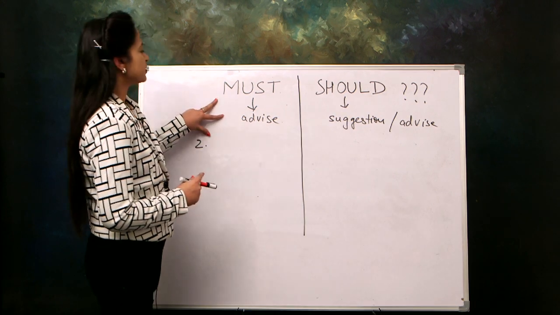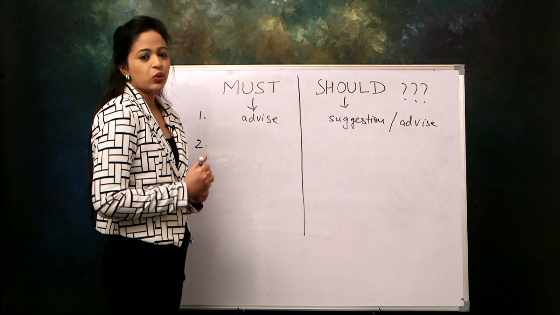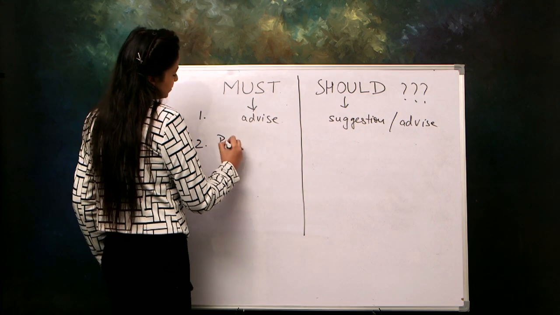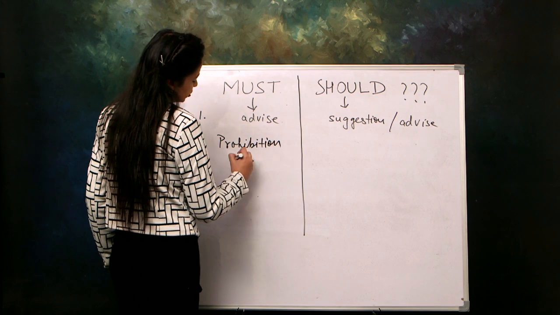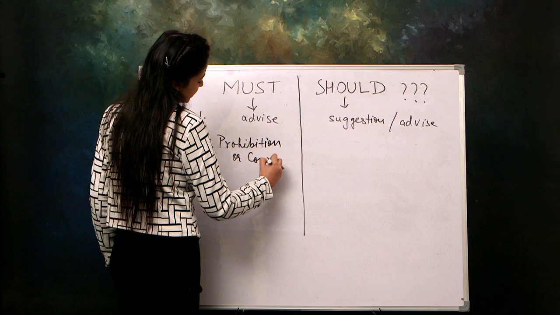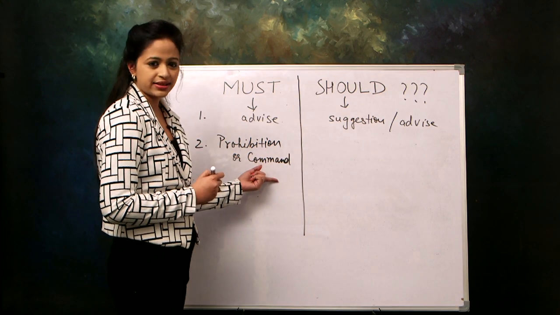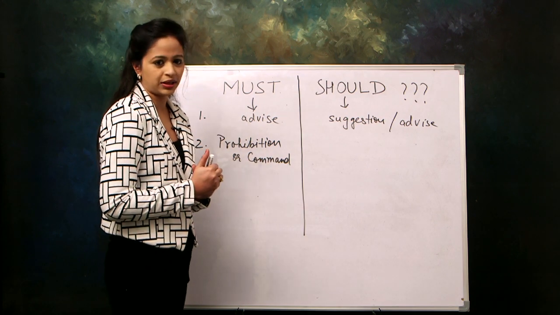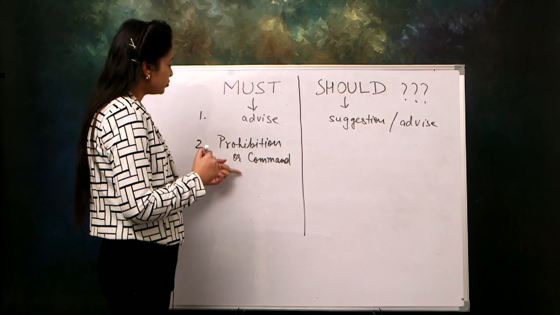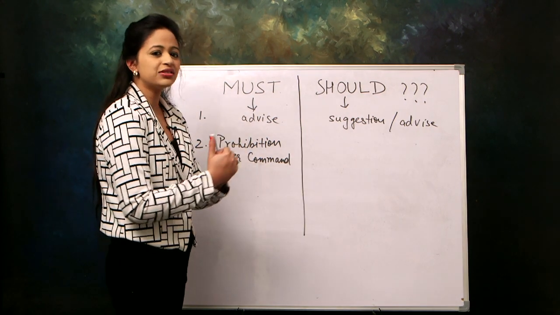However, must becomes a compulsion when I want to deny something. That is, it acts as a prohibition. It acts as a prohibition, or I can say command. That means only in negative sentences, when I want to deny something, when I want to refuse something. In that case, I use must, and here in this case it becomes mandatory to follow that.